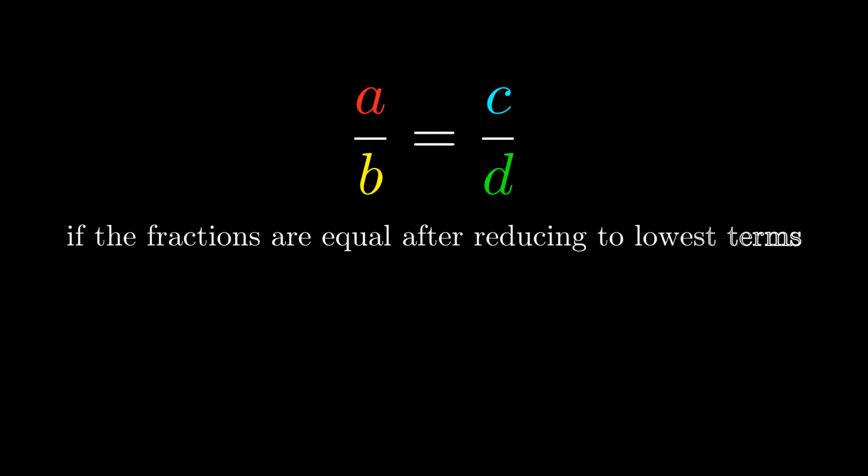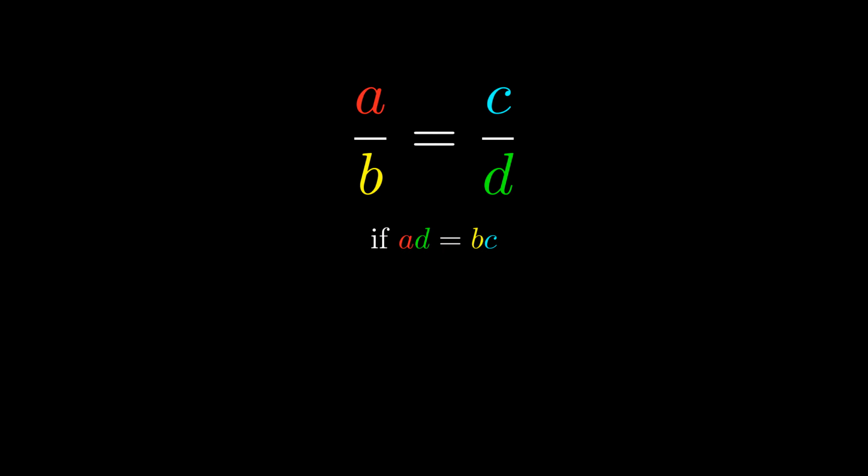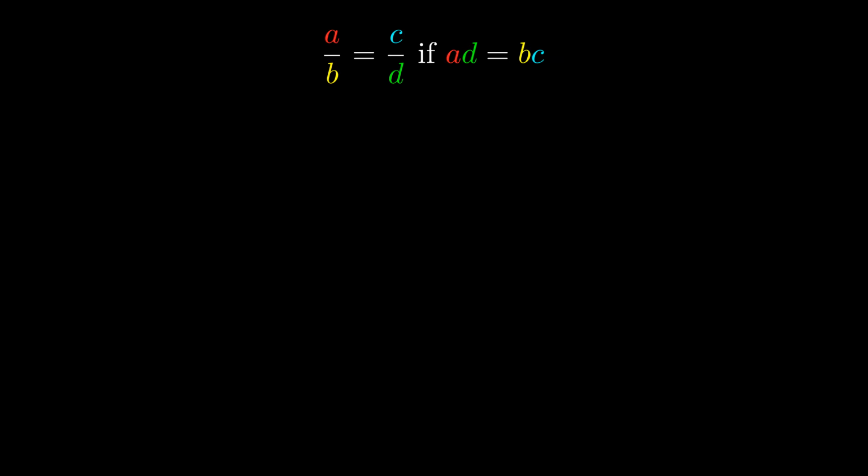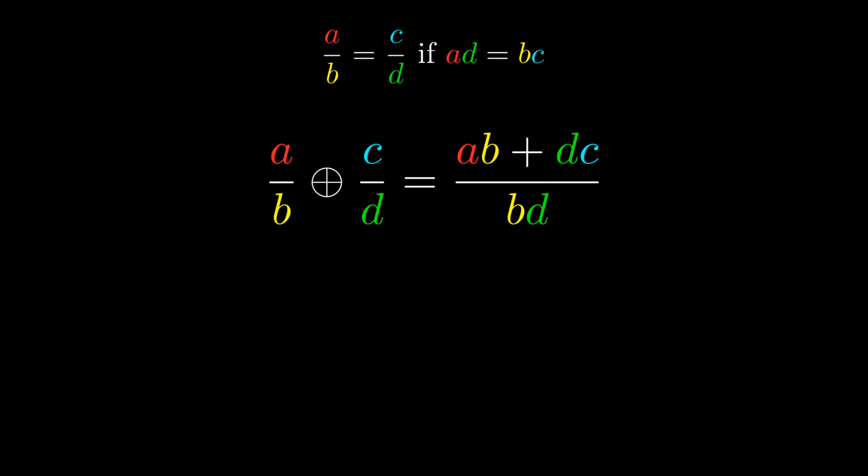Rational numbers are pairs of integers with a new definition of equality, where two rational numbers are equal if the two fractions are equal after reducing them to lowest terms. A simpler but equivalent condition is if AD is equal to BC. It turns out that once you have defined equality, defining operations becomes much more difficult than just giving an equation. You also have to prove that this new operation is consistent with the equality that we have defined. Mathematicians usually call this condition being well-defined.